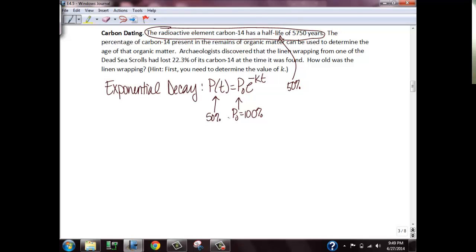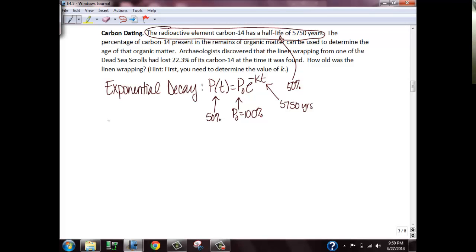And they tell me that the half-life of a radioactive element, carbon-14, is 5,750 years. So that gives me my t, 5750 years. So I'm going to plug all this in, and notice the only thing that I don't have a value for is k. So I'm plugging everything in so I can solve for k, and then once I know k, I can use that and my initial amount of 100% to write my function.